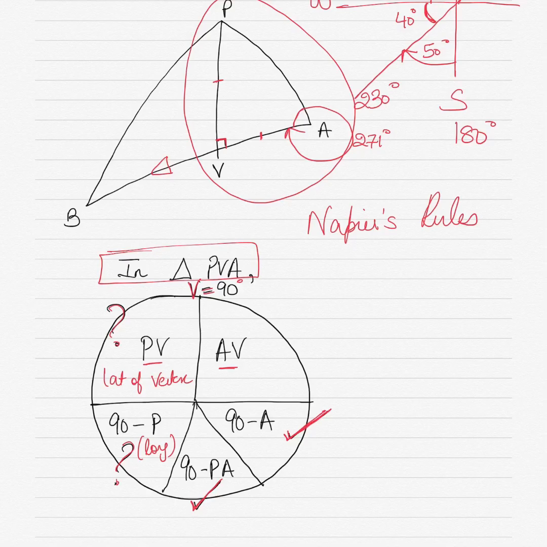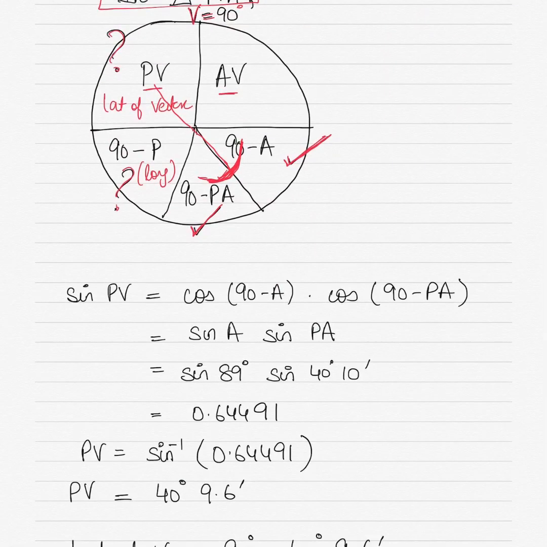Now because we know 90 minus A and 90 minus PA, and we have to find out PV, we have to put all three in this equation. So this forms a mushroom. We always have to find a mushroom. The rule is sine of PV in this case equals cos of the opposites, which is cos of 90 minus A times cos of 90 minus PA. So cos of 90 minus A is also equal to sine of A, and cos of 90 minus PA is also equal to sine of PA. So sine of 90 minus any angle is equal to cos of that angle, and cos of 90 minus any angle is equal to sine of that angle.